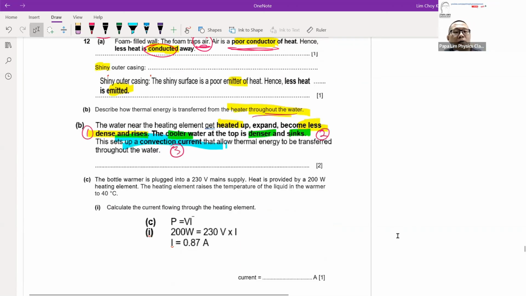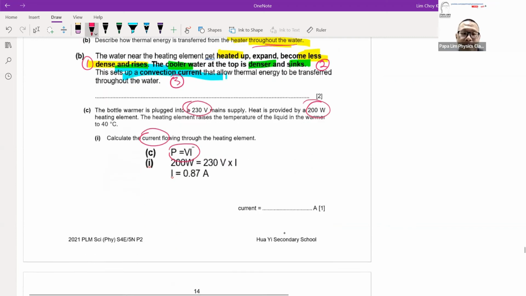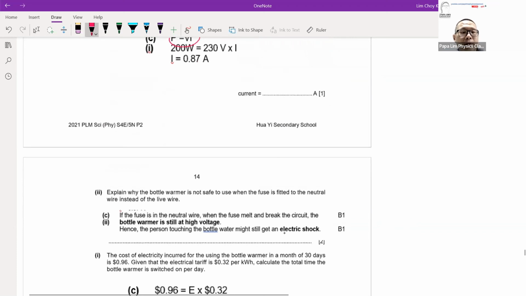Power is 200 watts. Potential difference is 230. Current flowing through the heating element: straightforward formula, P equals IV. Now, why is it not safe to use when the fuse is fitted to the neutral cable, not the live cable?